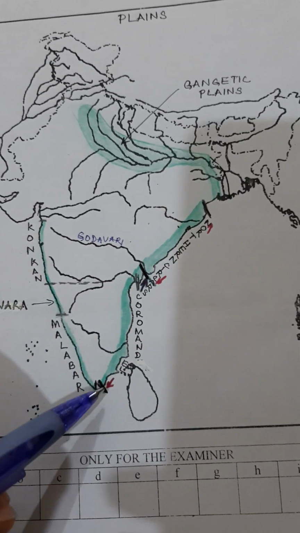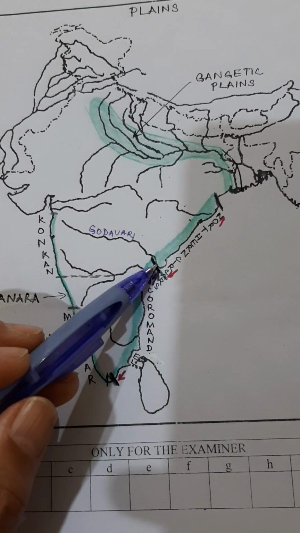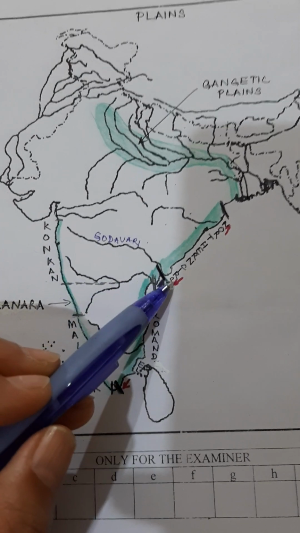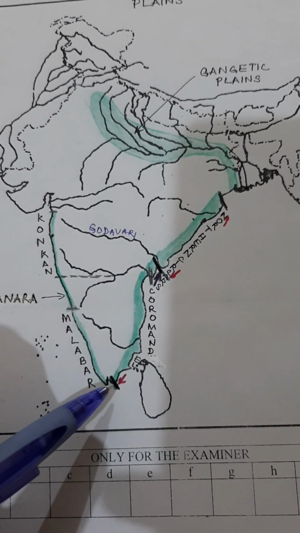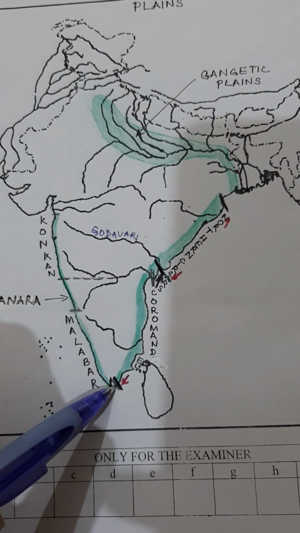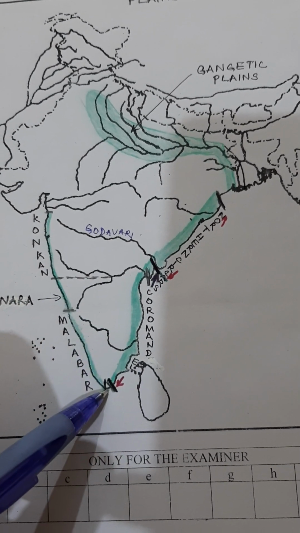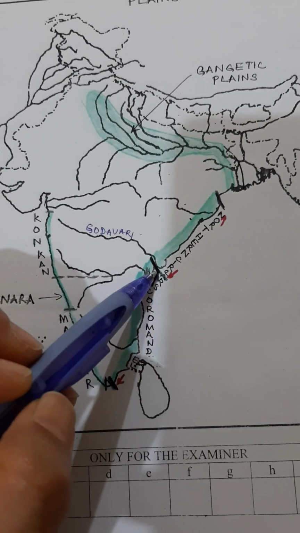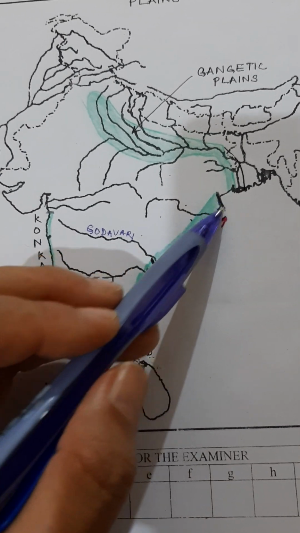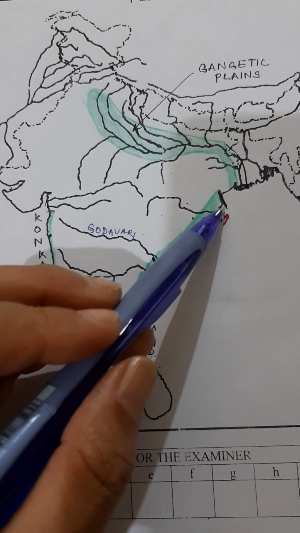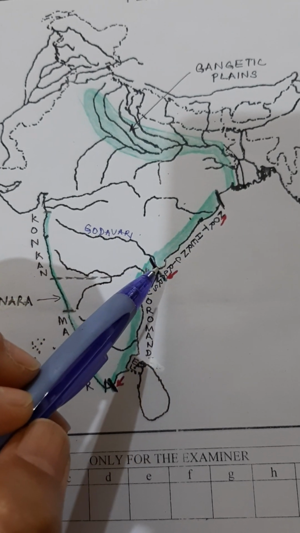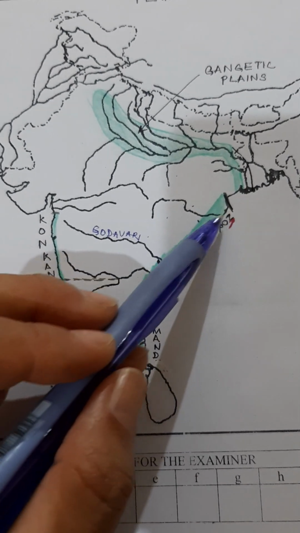And how to mark the Coromandel coast, starting from river Godavari. This is river Godavari. So from Godavari all the way till the southern tip, this is the Coromandel coast. And this green area, this is the Coromandel coastal plain. Likewise, above Godavari, from here to here, this is called Northern Sircars. This is the top part of the eastern coastal plain.